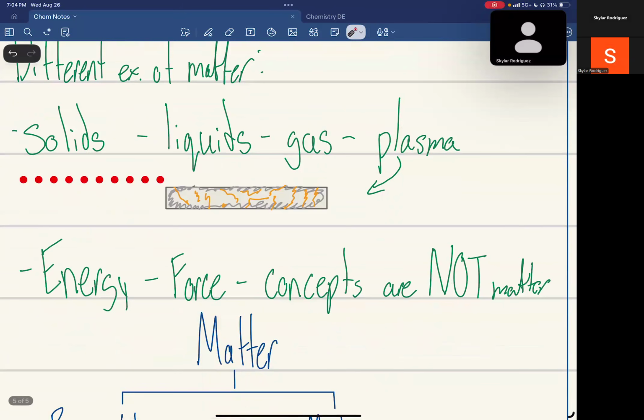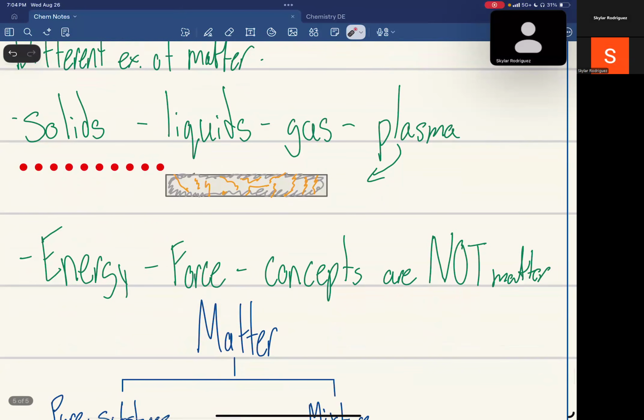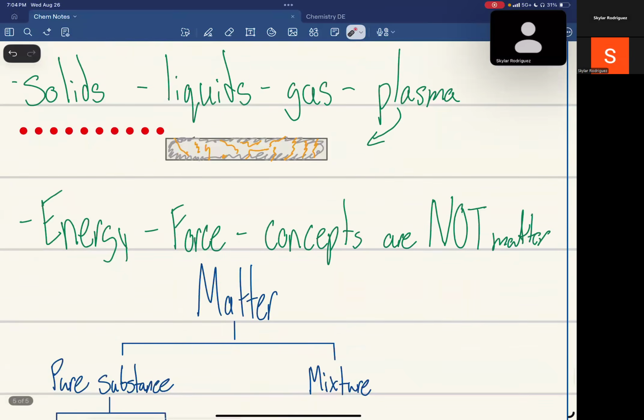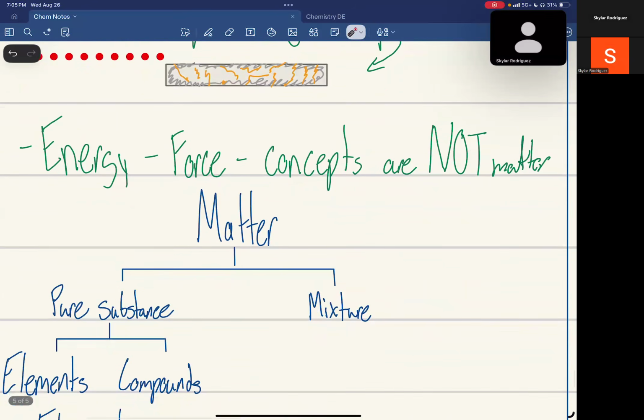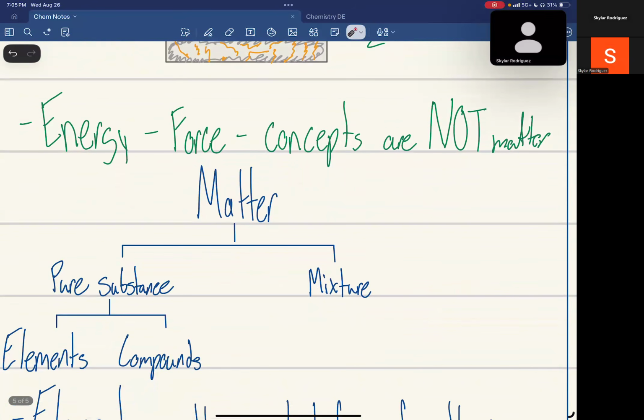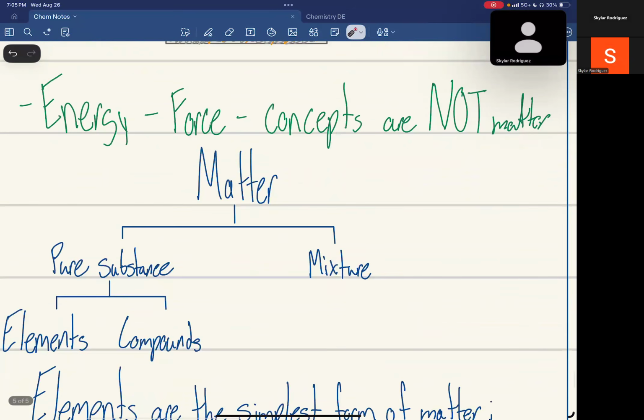In order to classify matter, we have to split it into two main groups, pure substances and mixtures. Pure substances break into two more groups, elements and compounds. Elements are the simplest form of matter. They are made of only one type of atom and cannot be broken down further by chemical means. Compounds, on the other hand, are made of two or more different elements chemically bonded together in a fixed ratio. Compounds can be separated by breaking chemical bonds.